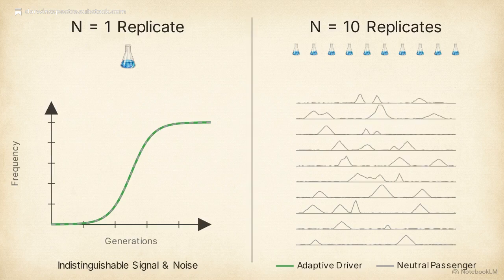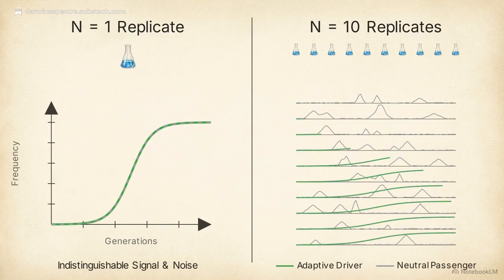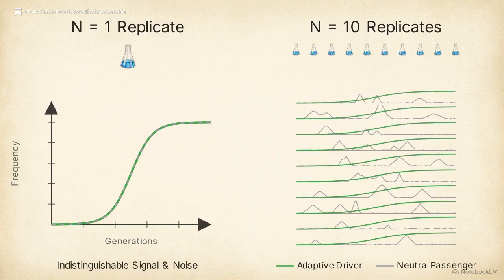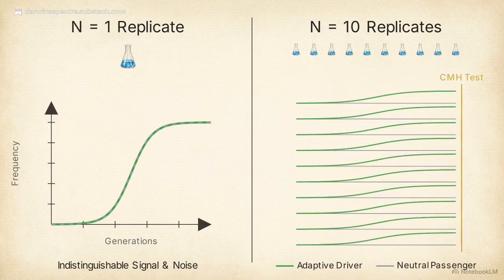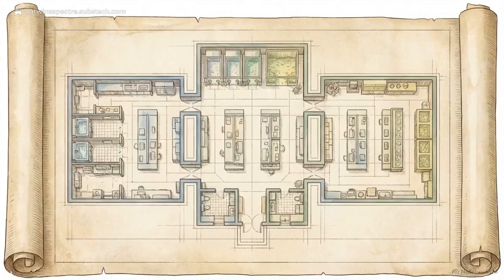While that noise varies wildly, the true adaptive driver will consistently spike across every single independent population, separating itself from the background. Biological replication is the mathematical filter used to cancel out the localized random noise of linkage disequilibrium across an entire study. When we synthesize these 3 parameters, we generate an actionable laboratory blueprint.